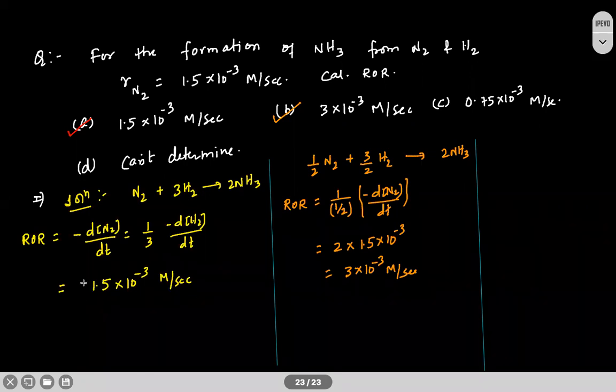Right. What is wrong in this expression? I just want you to understand this. What is the formula of ROR we were getting? ROR is equals to 1 by A of dA by dt, correct? Yes, sir. What is A here? Half. 1 by A minus of d into b. What is wrong in this?